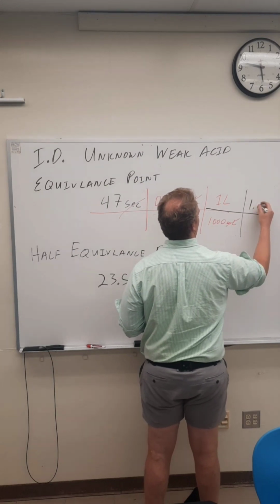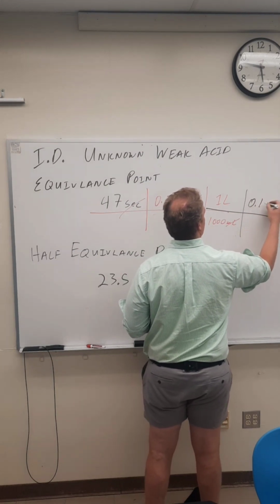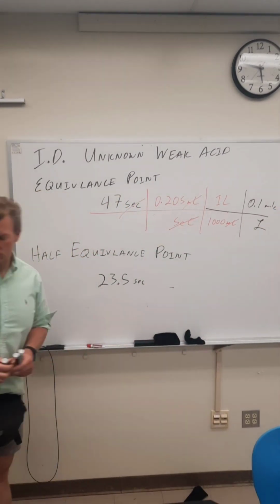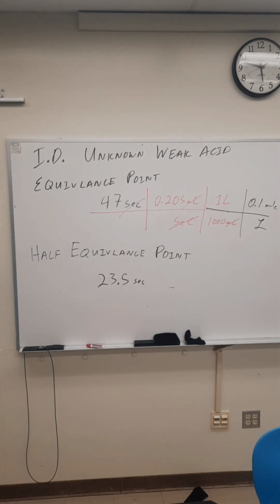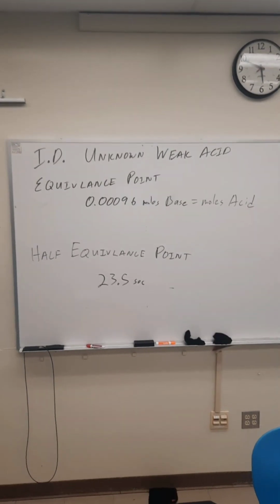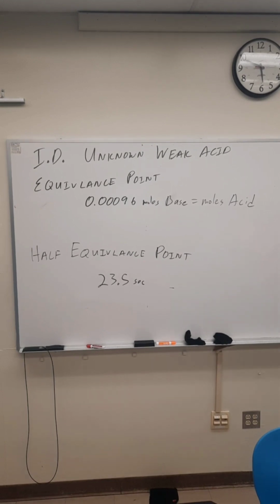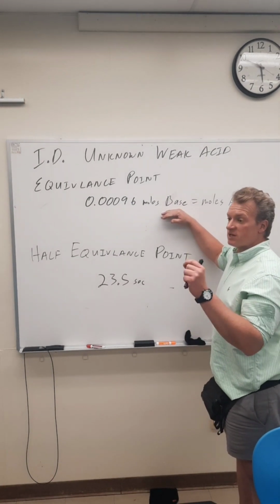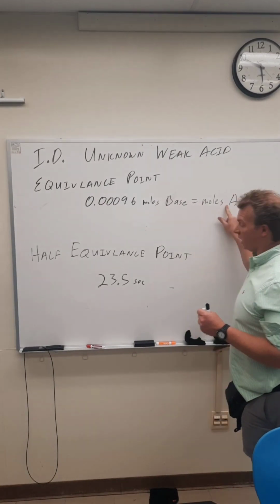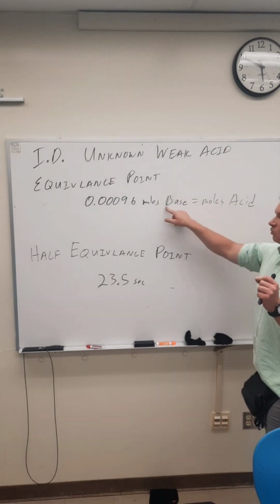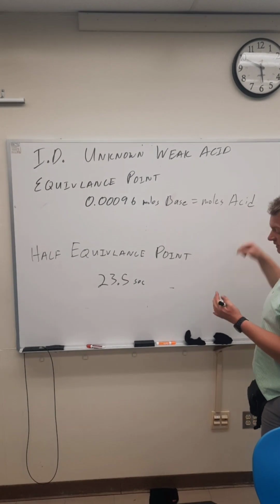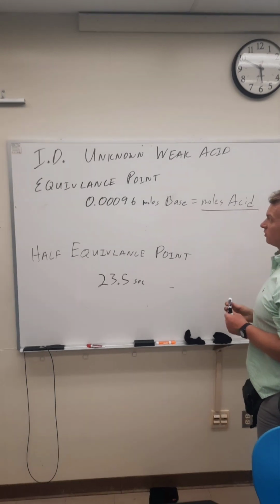it was 0.1 moles per liter was the solution. At the equivalence point, 0.00096 moles of base must have been dispensed. Because this is a 1-to-1 balanced chemical reaction, we know immediately that the moles of base equal the moles of acid that are present.